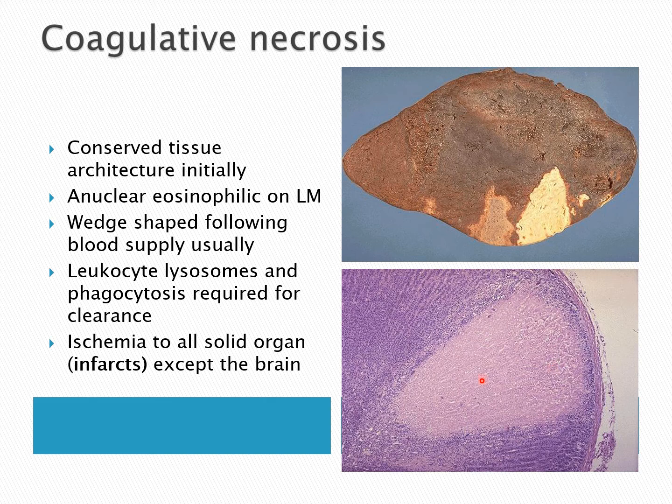However, after hours or after a day or 2 days, for example, there is a rush of inflammatory cells, neutrophils and macrophages, to the area to clear these dead cells. So the cells are eosinophilic with no nuclei because they are dead cells, but the tissue architecture is preserved initially. But later on it will be digested or removed by the inflammatory cells that will come to the area.